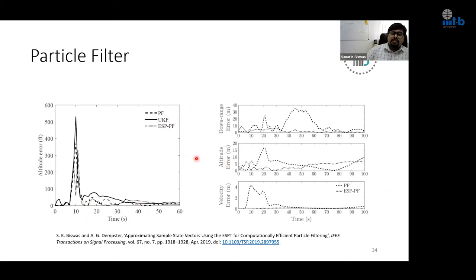You can actually use this extrapolated signal propagation method that I was telling about in the particle filter framework as well. Instead of deterministic sampling, we are doing random sampling, but reconstructing all the samples using the extrapolated signal propagation technique. So there you will see that the errors match with each other, more or less.